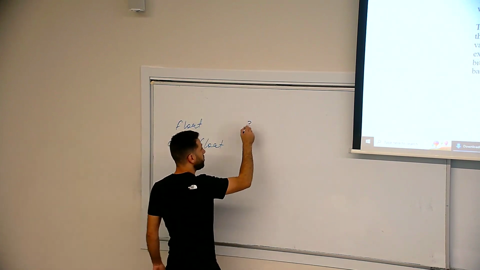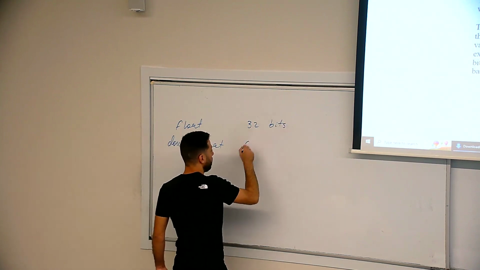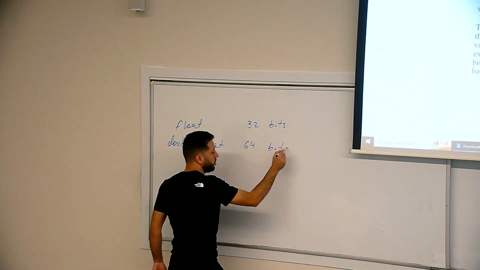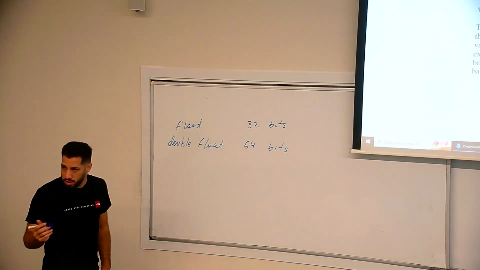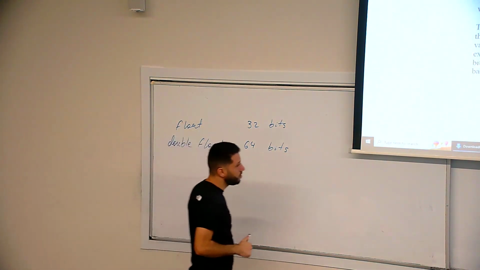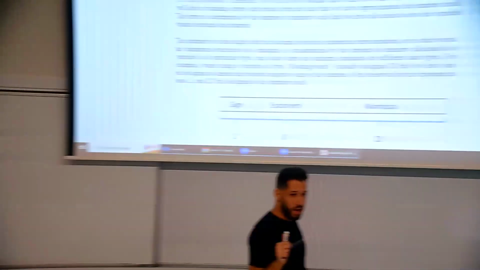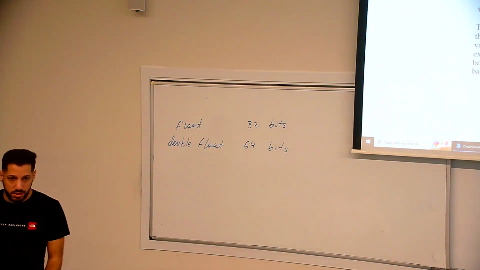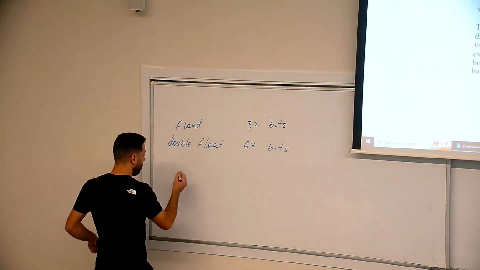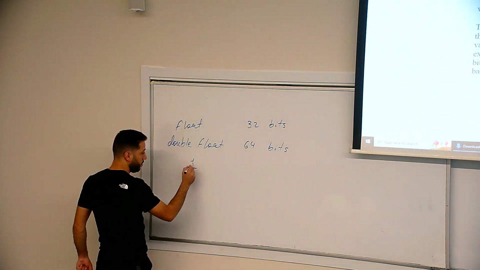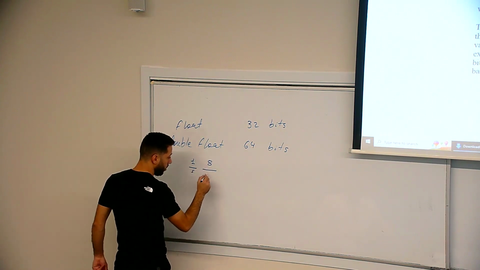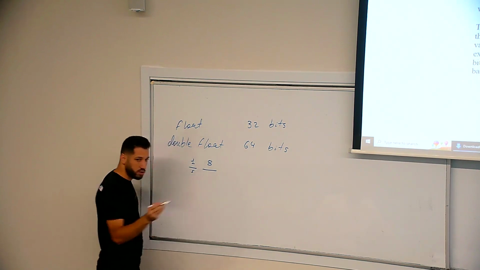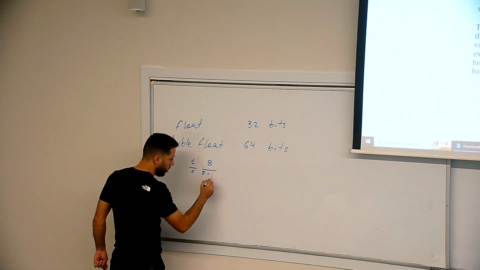For the float, we use 32 bits, and for the double float, we use 64 bits. The way we store them is by assigning one of these bits for the sign, and we give the order of magnitude of the number 8 bits. And the rest are for what we call the 1 plus mantissa. So we have 1 bit for the sign, and 8 bits for what we call the order of magnitude. I will write here E minus B.